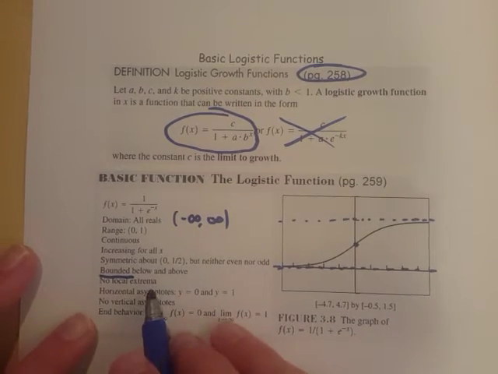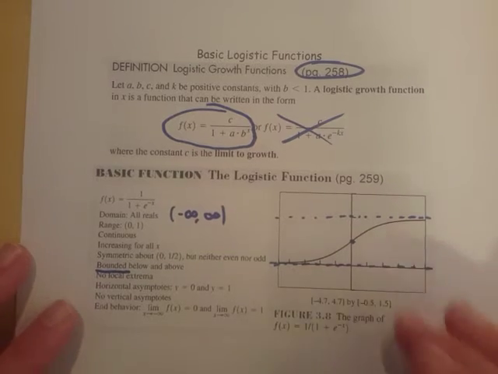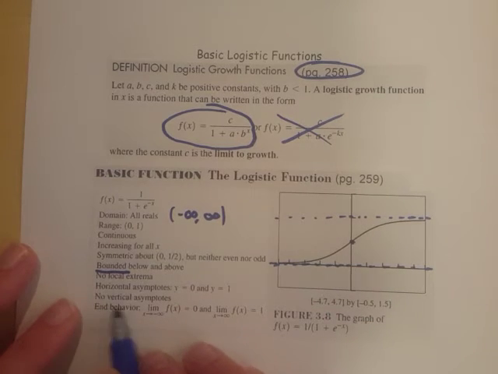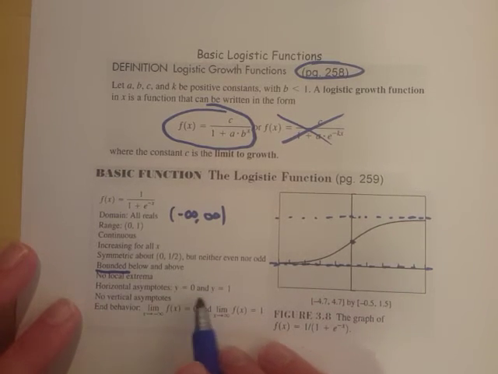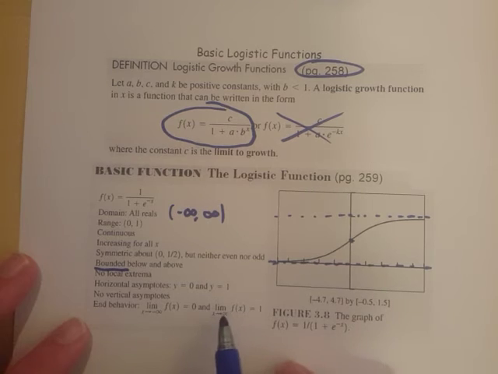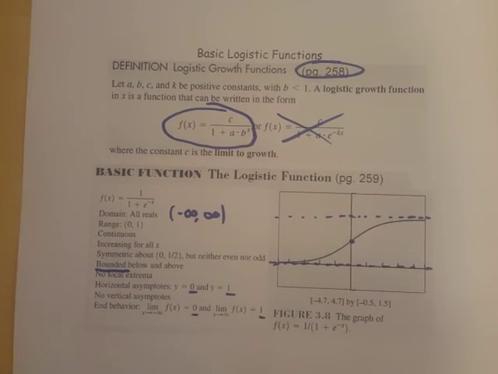There are no local extrema, meaning that they don't have any mins or maxes, but they do get really close to a certain value each time. Horizontal asymptotes, as I mentioned, there are going to always be two for logistic functions. No vertical asymptotes, and then the end behavior is going to correlate directly with the asymptotes that you see there.